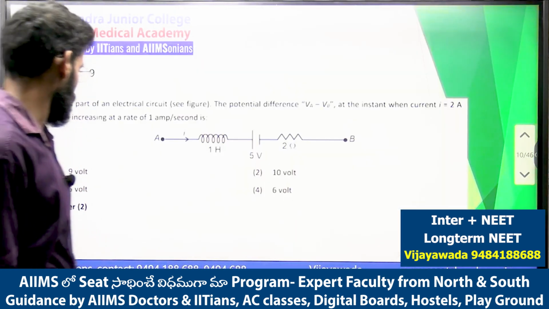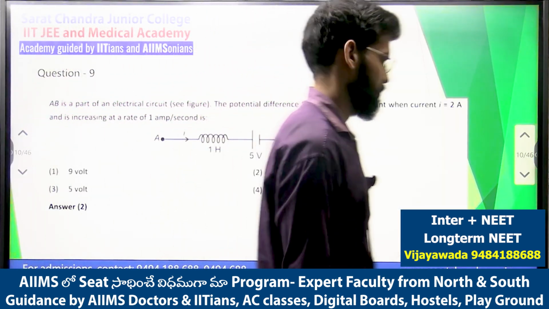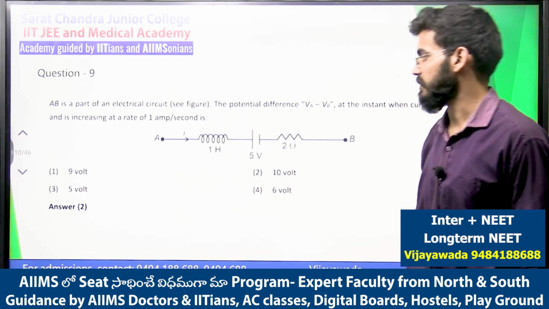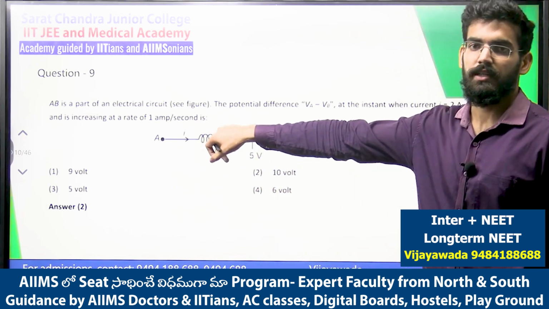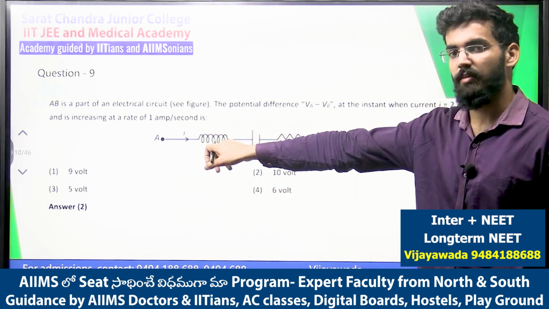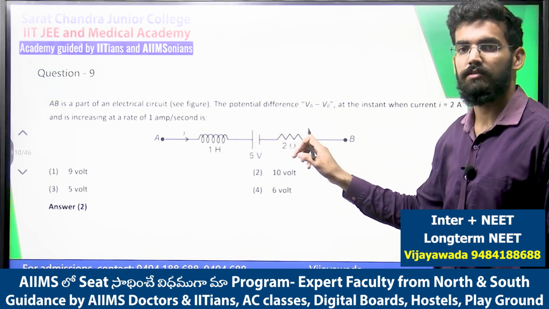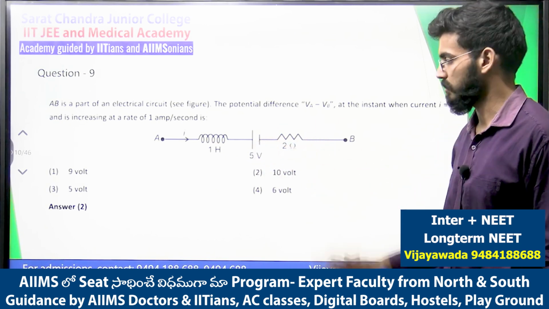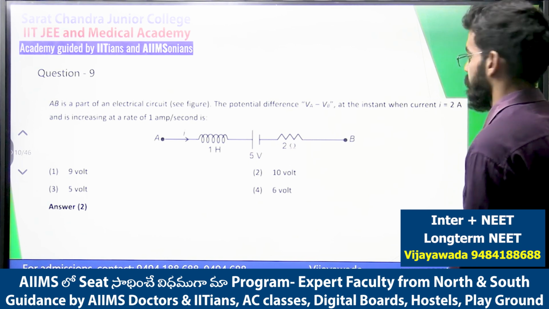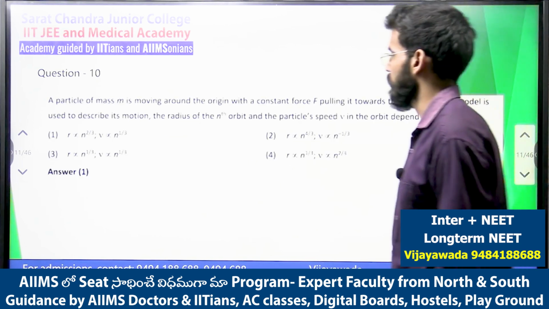So 10 volt is the answer. So the second option, 10 volt. Okay, that's it. Direct answer. We know this is minus L into di by dt. Here the direct battery is there, and here IR. Okay, that's the potential things. That's it. Done. Easy question. This was very fast.